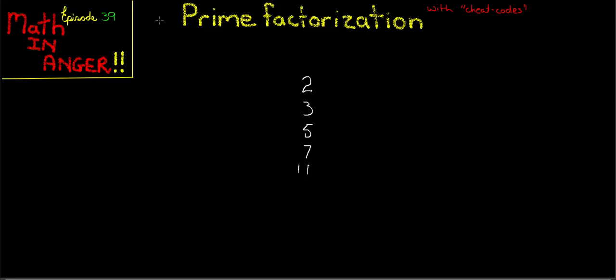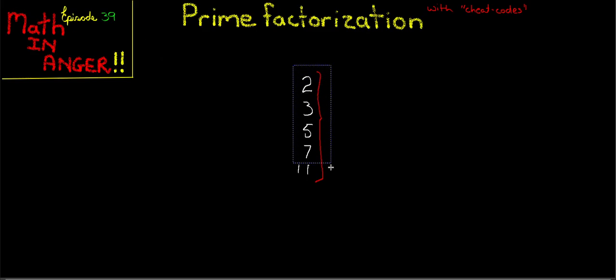This is episode 39 and today we're looking at a bit of prime factorization and I'm going to give you a couple of cheat codes. The first thing I want to bring to your attention is the first five prime numbers, 2, 3, 5, 7, 11. They are your key to doing prime factorization at school level.